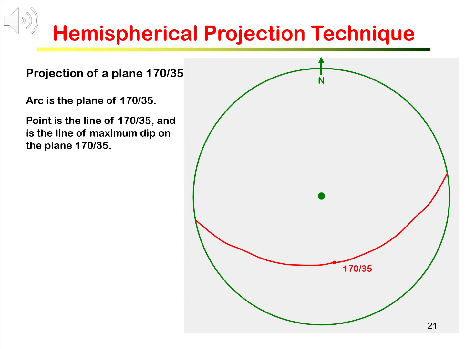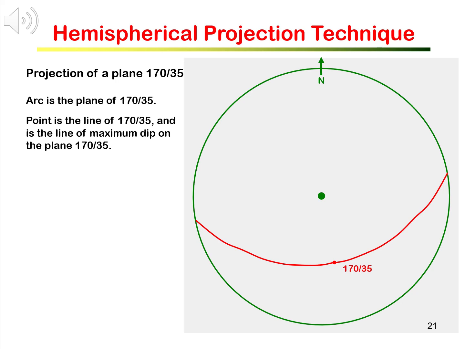If I put a small ball rolling down the plane, the path of that ball rolling down on the plane is the line of maximum dip, with the maximum inclination angle on the plane. So this is the line of the steepest angle on the plane.